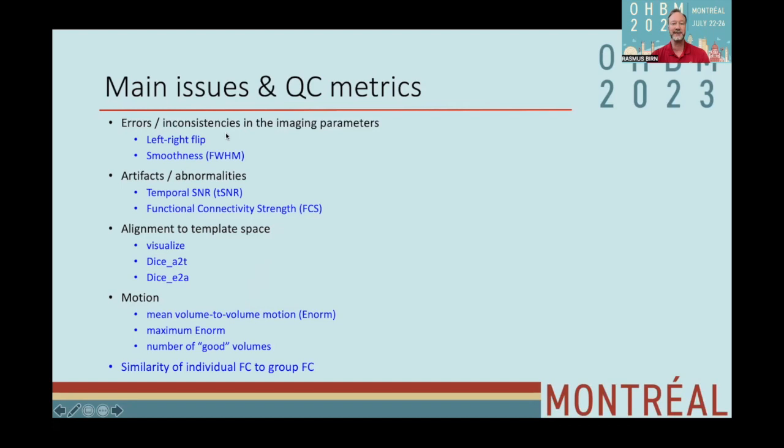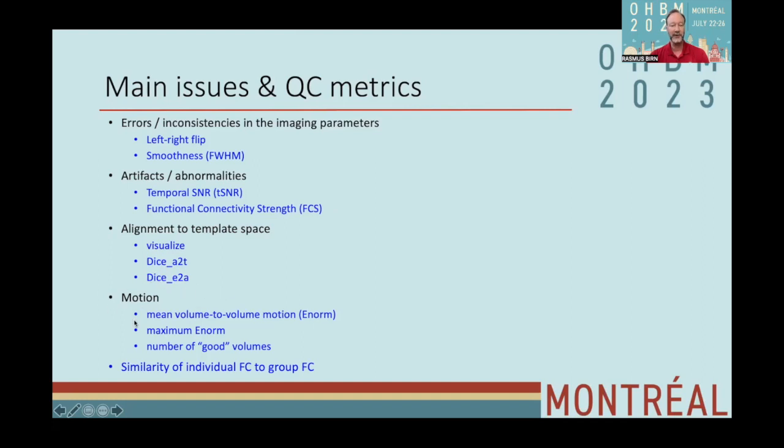Well, for errors or inconsistencies in the imaging parameters, we could look at potential flips in the left-right direction or smoothness of the data, the full width half maximum. In order to identify abnormalities or artifacts, we can look at the temporal signal-to-noise ratio or the functional connectivity strength, which is the average functional connectivity of a voxel to all other voxels in the brain or in the image. For alignment to template space, we can visualize these qualitatively, but we can also calculate some measures of the overlap between the anatomical and the template, or between the EPI and the anatomical, like the dice coefficient.